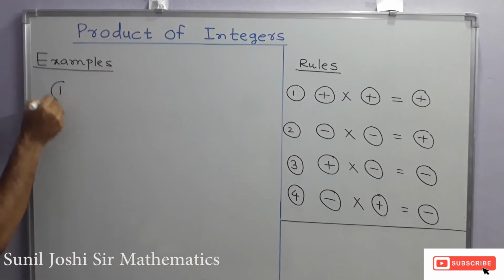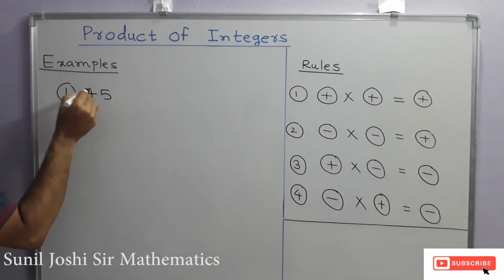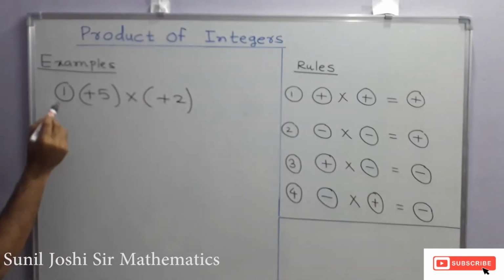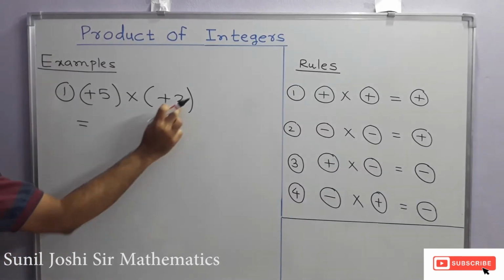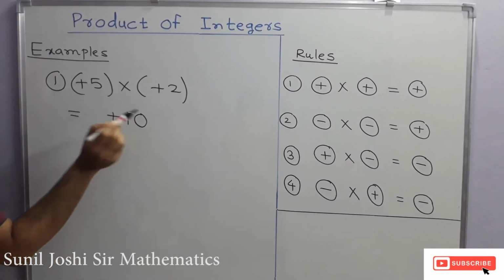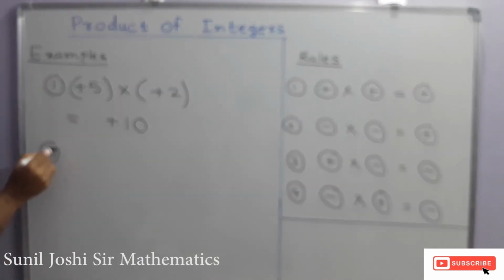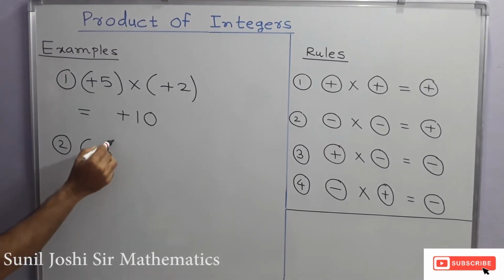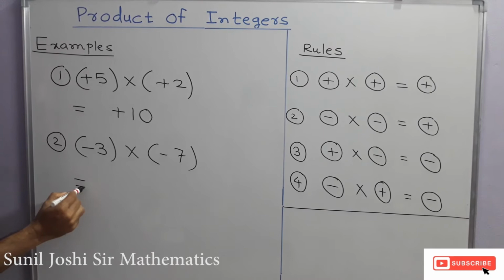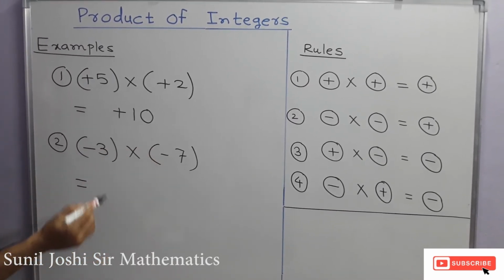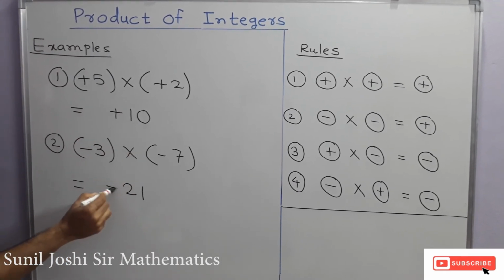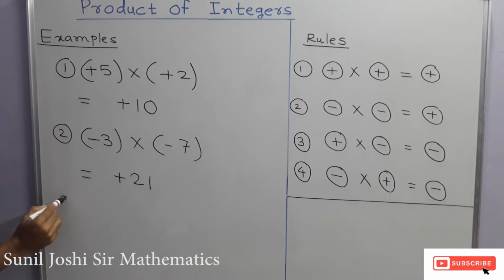So first example, only 4 examples I am going to take. Positive 5 into positive 2. So we are doing the multiplication, 5 and 2 are the numbers, so 5 twos are 10, then positive into positive, the answer is positive. Over, that is the answer. The next one is negative 3 multiplied by negative 7. So 3 and 7 are the numbers, so 3 into 7 is 21, then negative into negative, the answer is positive.